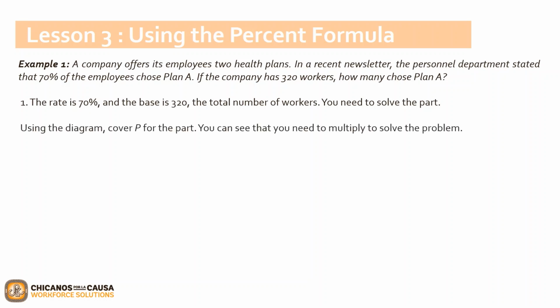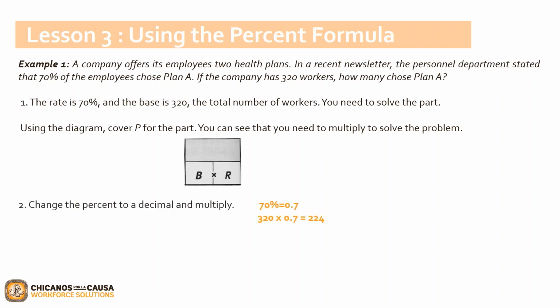Using the diagram, cover P for the part. You can see that you need to multiply to solve the problem. Second, change the percent to a decimal and multiply. So we're going to take the rate 70% and change it to a decimal, which is 0.7. Then we're going to take the base 320 and multiply by 0.7, which will give us our part, the answer for this question, 224. Therefore, out of 320 workers, 224 chose Plan A.